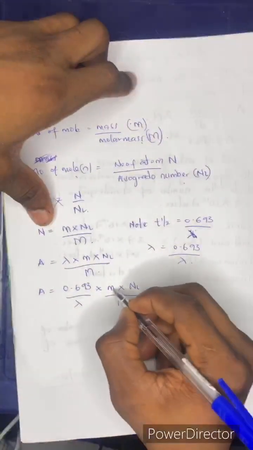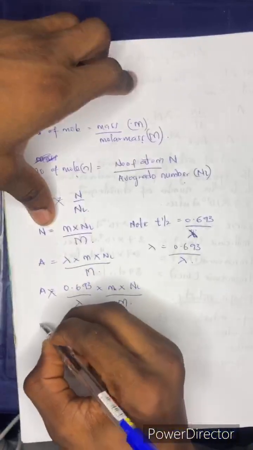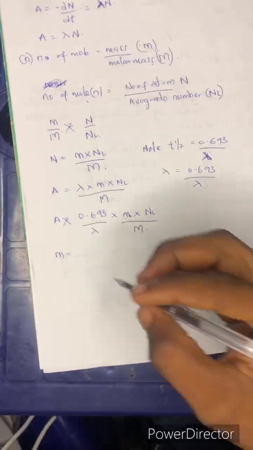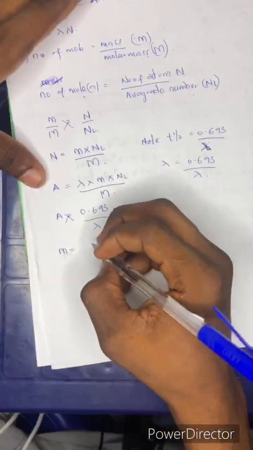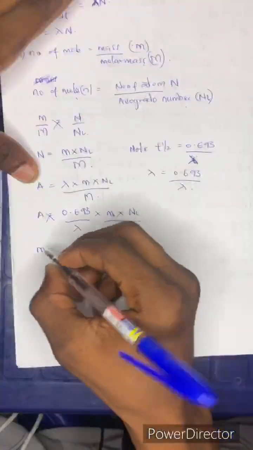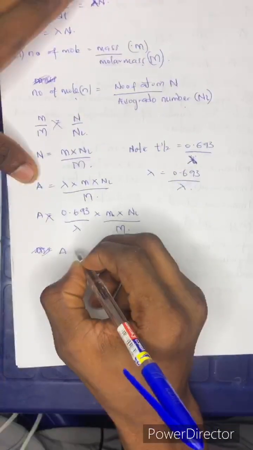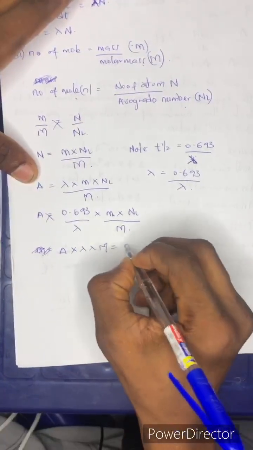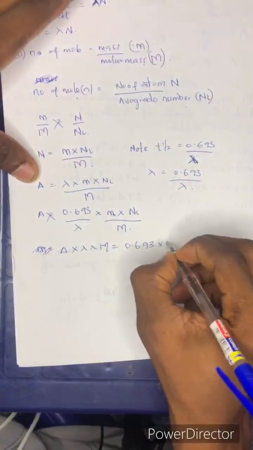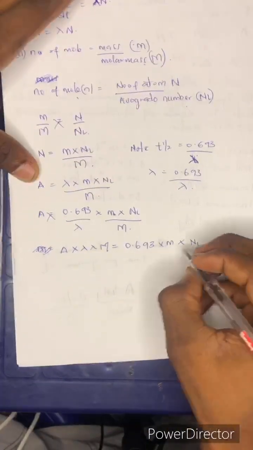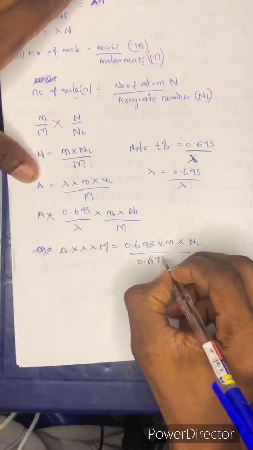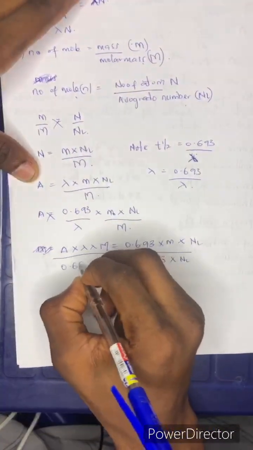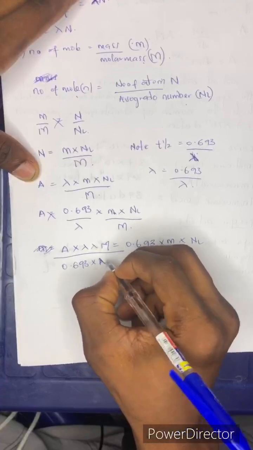Now let's make this small m the subject of the formula by cross multiplying. When we cross multiply, we have A times half-life times capital M, which is the molar mass, equals 0.693 times m times Avogadro's constant. So divide both sides by 0.693 times Avogadro's constant.